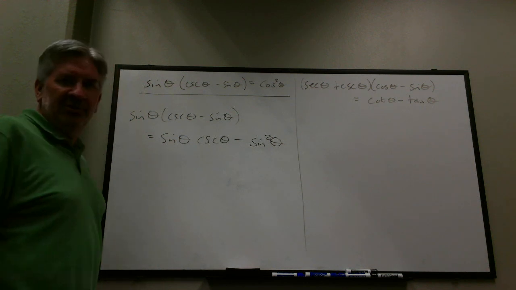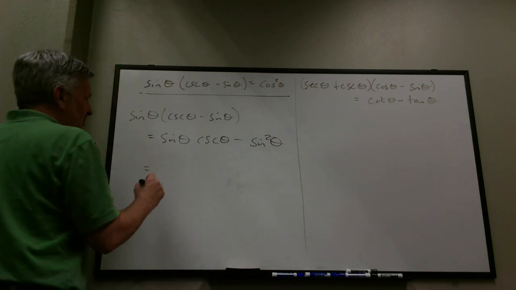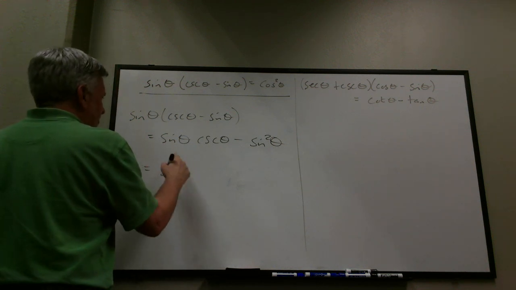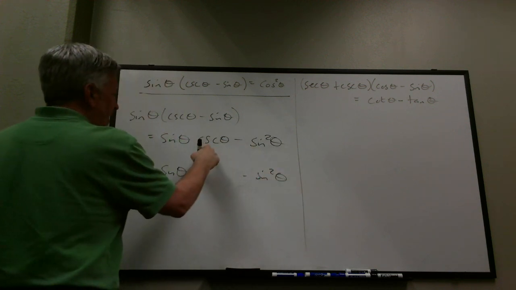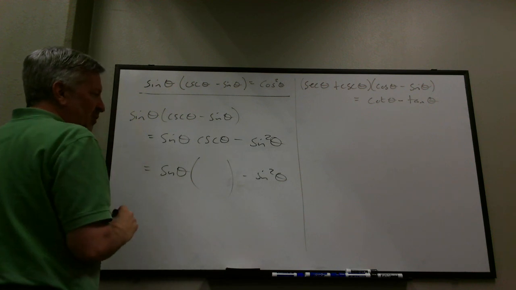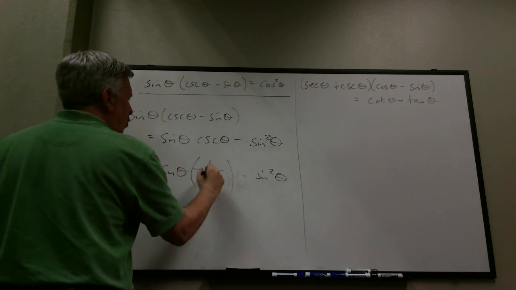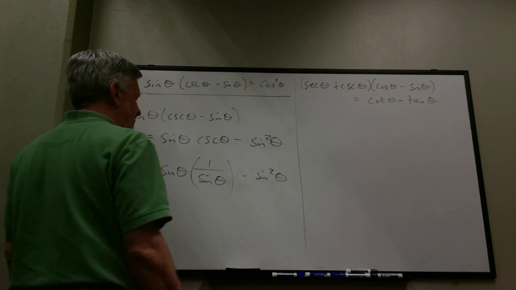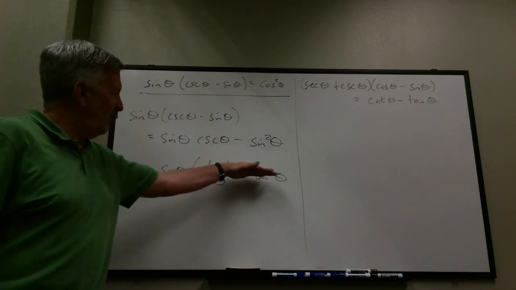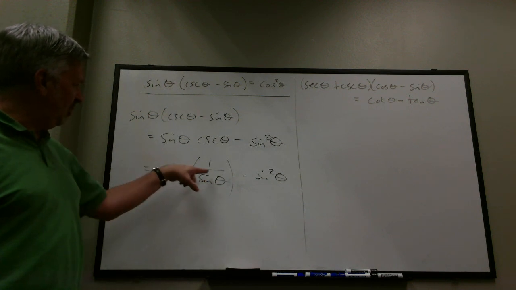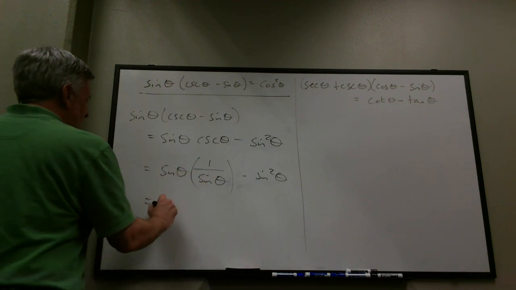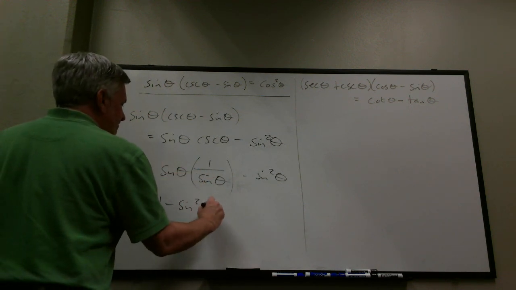So that's my strategy here. I'm going to change everything to sines and cosines. I already have sines here, so that's no problem. Now how do you write cosecant in terms of sines and or cosines? Cosecant is 1 over sine, isn't it? So now I only have an expression with sines in it. And notice what happened here. Sine times 1 over sine, the sines cancel. I get 1 minus sine squared.